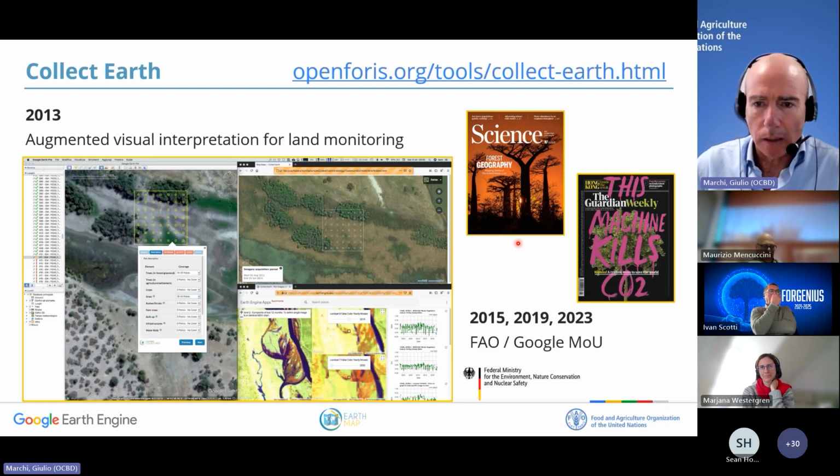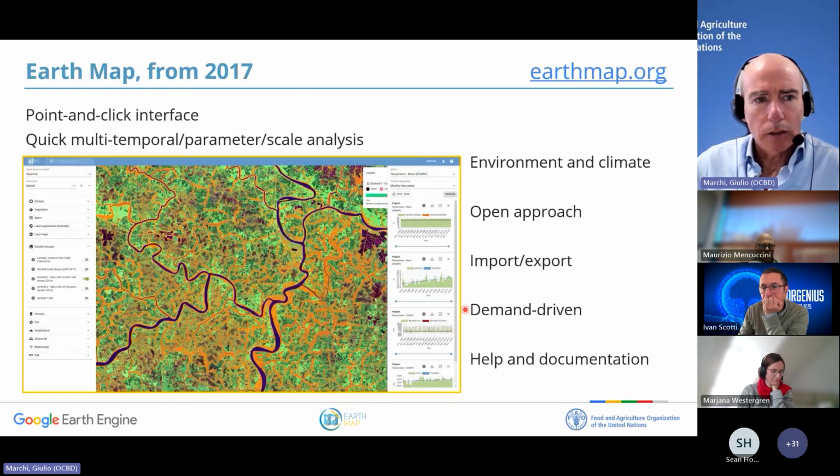This allowed us to end up on the front page of Science, of which we are, of course, very proud, with a large exercise globally on the extent of forest in the drylands. We also published the methodology in the Remote Sensing journal. This led to the memorandum of understanding with Google, started in 2015 and then renewed every four years. But enough with that, let's go to the main guest of the day.